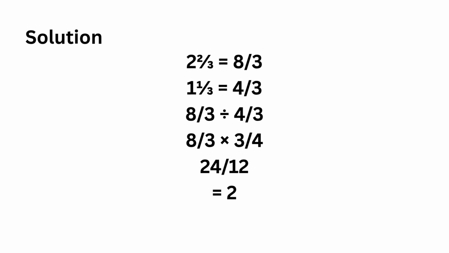So the rule again, keep, change, and flip. So 8 over 3 times 3 over 4. So we multiply the numerators 8 times 3, and then we multiply the denominators 3 times 4. 8 times 3 gives us 24 over 3 times 4, which gives us 12. So 24 divided by 12 gives us 2. So our answer is 2.